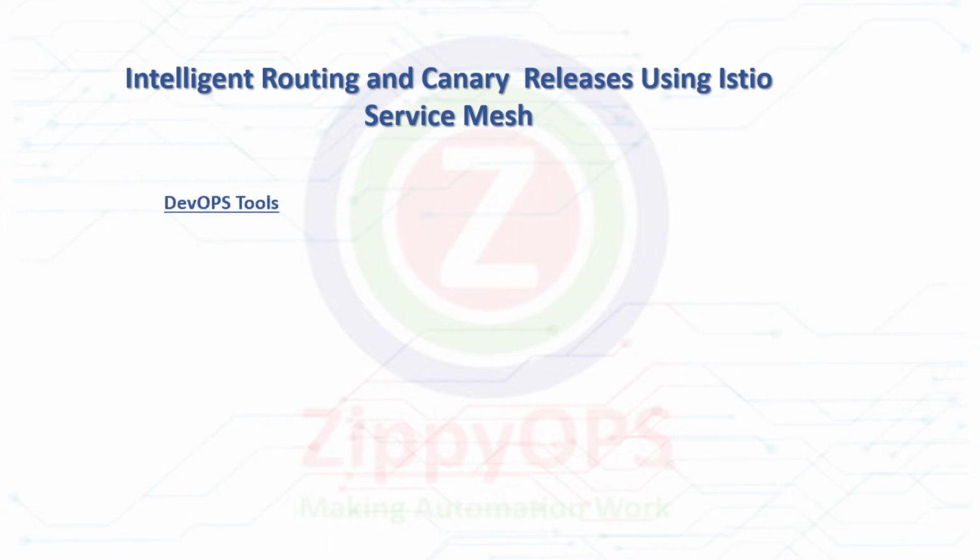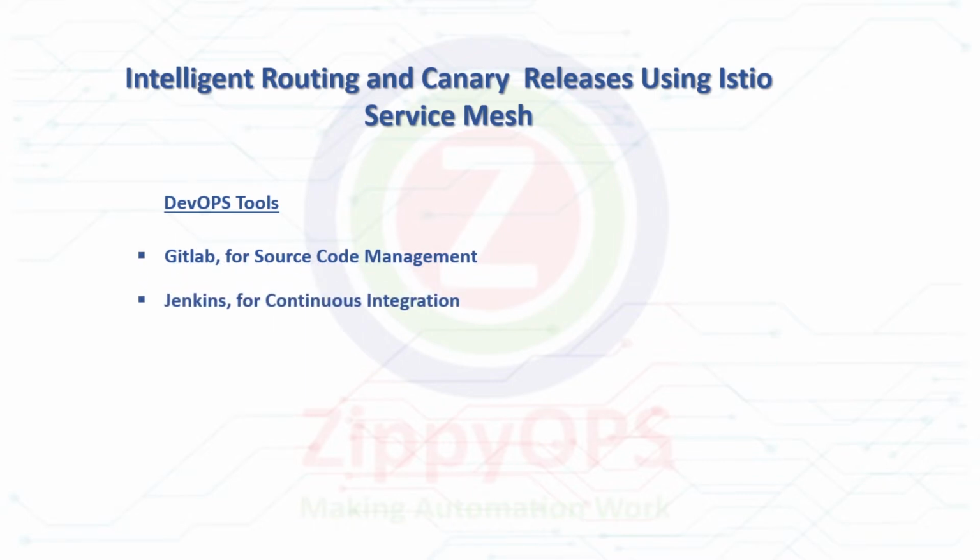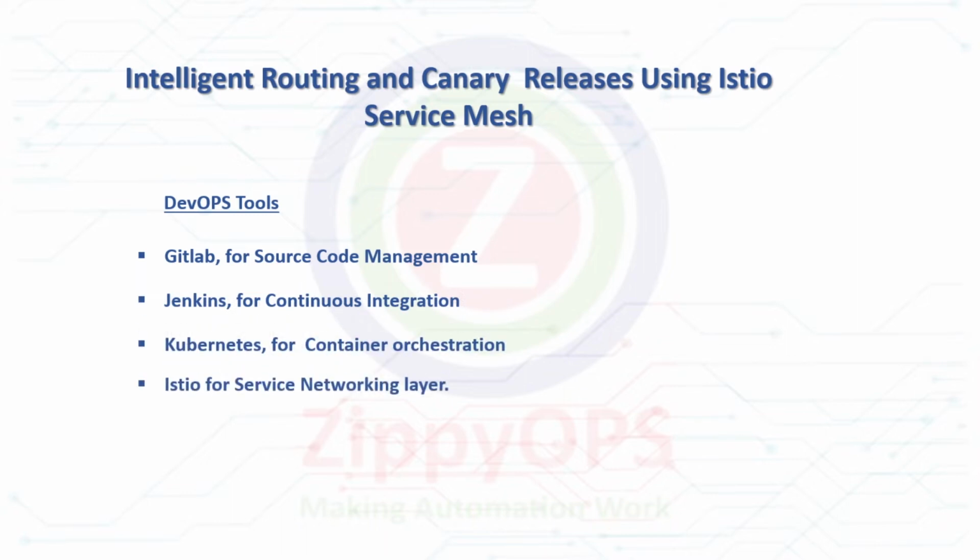The tools which are used in this demo are GitLab for source code management, Jenkins for continuous integration, Kubernetes for container orchestration, Istio for the service networking layer, and Docker for containerization. Let's explore the workflow of voting application deployment, stage by stage.